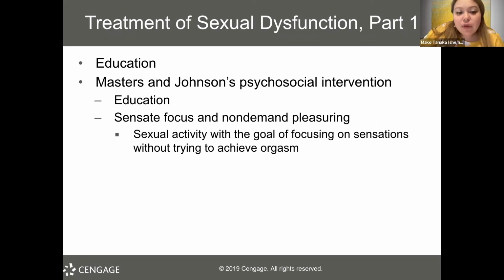So there's sensate focus and non-demand pleasuring, which are both a part of the psychosocial interventions that target reducing performance anxiety. And sensate focus and non-demand pleasuring, that's when you have sexual activity with the goal of focusing on sensations, so sensate focus. So the goal is not necessarily to achieve an orgasm. In fact, at the beginning, you're instructed that's very much not the goal. This can mean just a couple exploring and enjoying each other's bodies through touching, massaging, hugging.